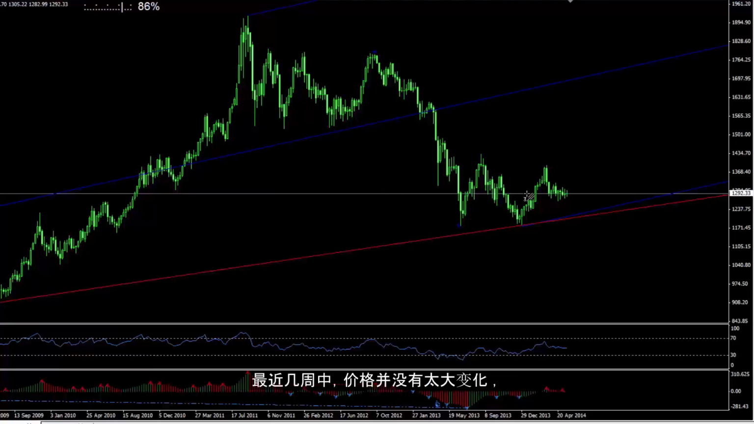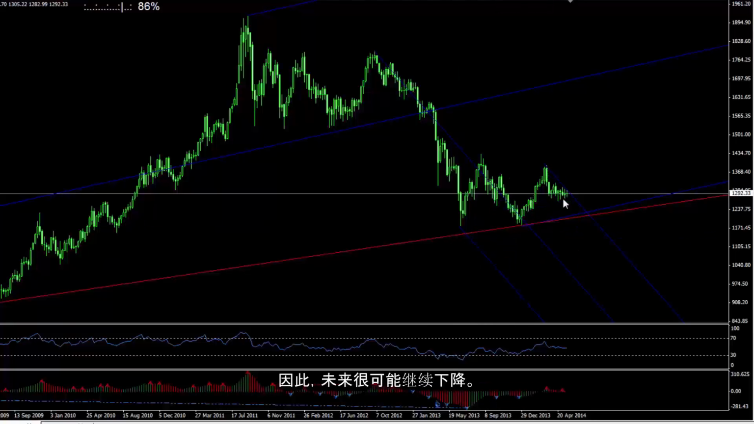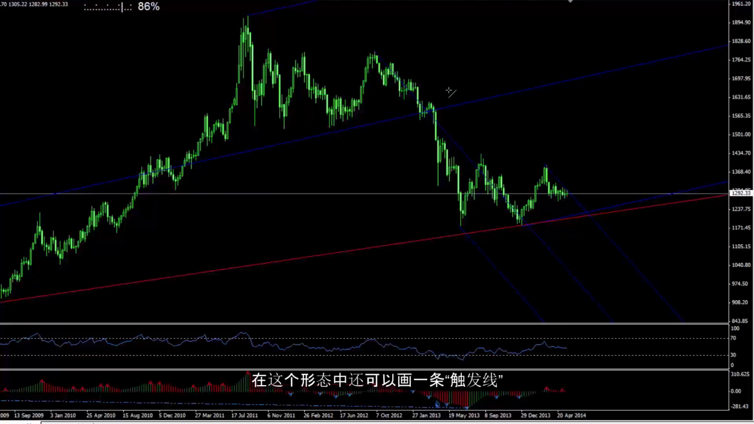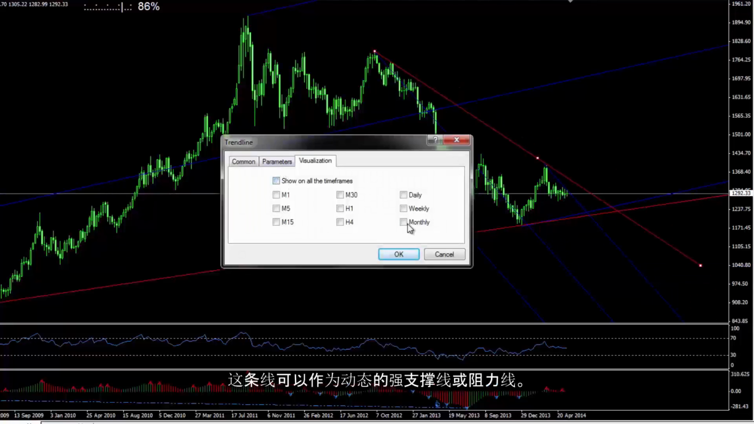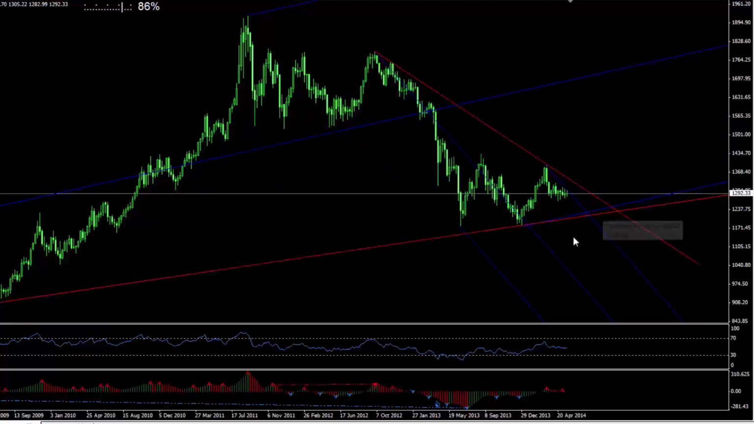Price has not moved considerably in the latest weeks, but if a trader considers the last wave, he or she will understand that price has returned to the 38.2% level of a Fibonacci pattern. Thus, a further decline is more probable. A trigger line can be drawn on this pattern. This line can be considered a powerful dynamic support and resistance line.